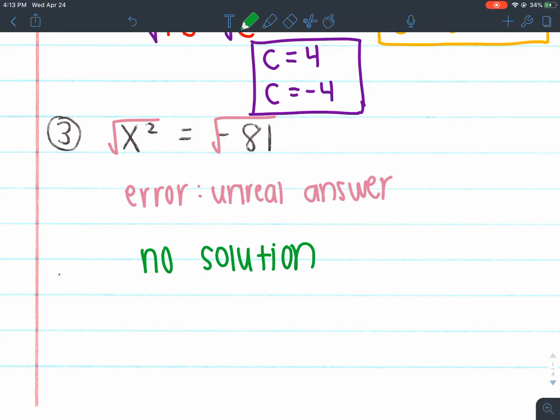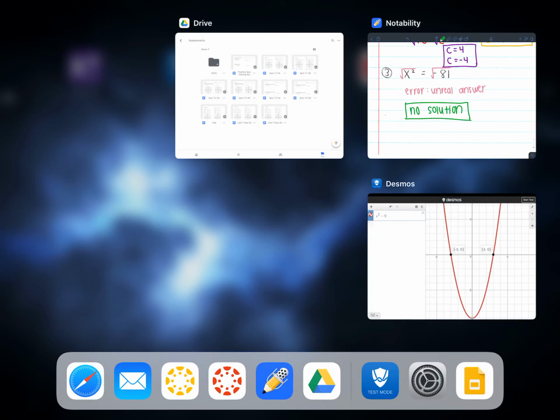Now, why do I have an unreal answer? Because you cannot square root a negative number. It is not possible yet. You'll know how to do that in Algebra 2. But in Algebra 1, we don't really worry about square rooting a negative. So let me go ahead and graph this actually.